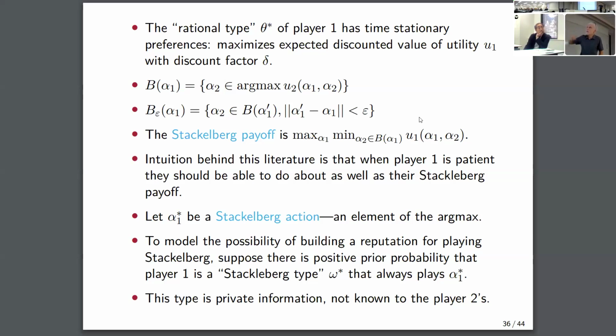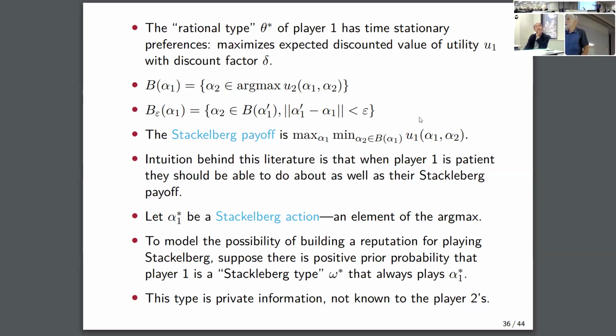So there's a rational type, theta star, player one, that's like the normal guy, who wants to maximize expected utility with discount factor delta. Let V of alpha one be the actions for player two that are best responses to alpha one for player one. It's the usual best response. And B epsilon of alpha one is all the alpha twos that are best responses to some alpha one prime that is close to alpha one. So maybe you're playing alpha one and people think you're playing something a little bit away, so then more things might be best responses.